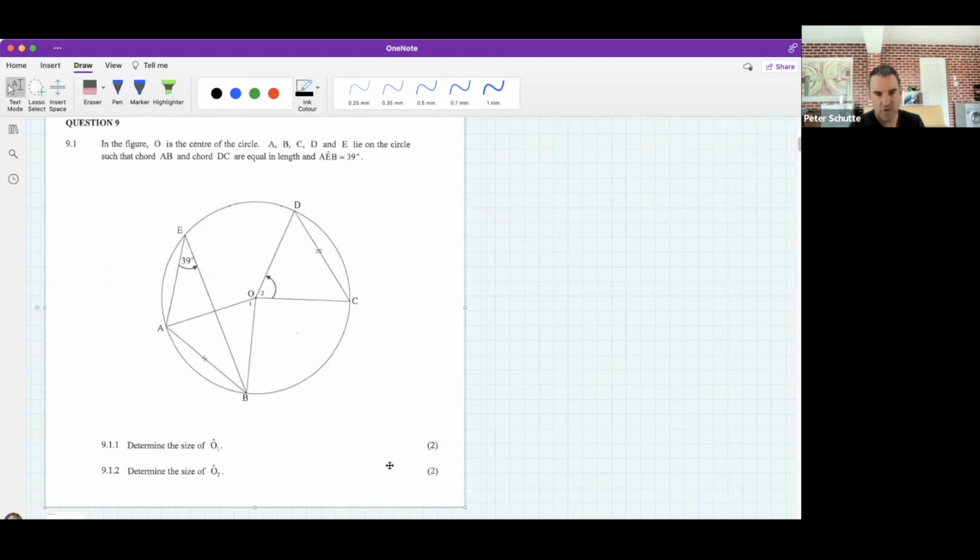Before we start the question, just tell me any theorems that jump out at you. They may or may not be relevant, but I'm just interested to know. Then we'll start the question. You can pop your hand up if that's easier and quicker, or you can put it in the chat.